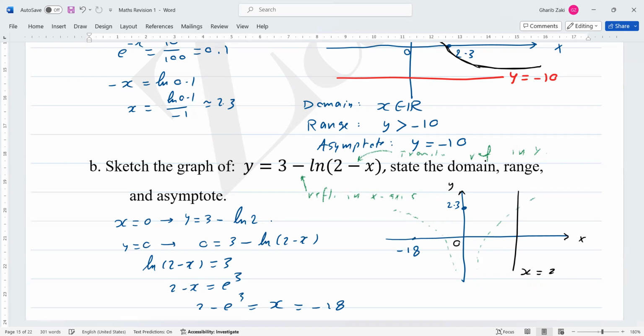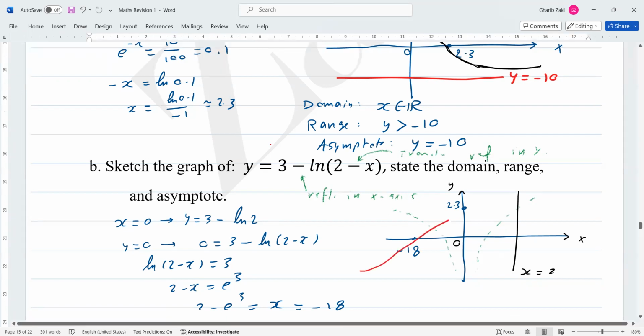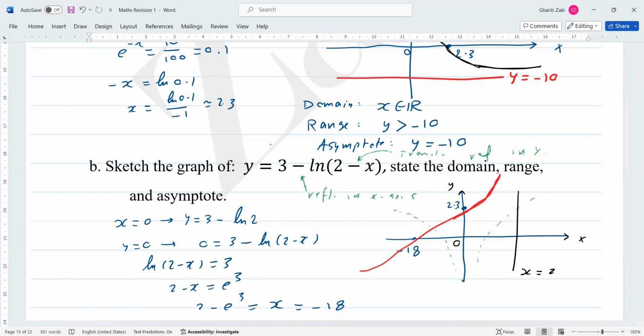Now, how can we draw this? Okay, I said we have here a reflection in the y-axis. Then when we reflect this curve in the y-axis, it takes this position. Can you see? Because we have a reflection in the y-axis. But here is the asymptote. So this is the curve. It looks like this. Okay?